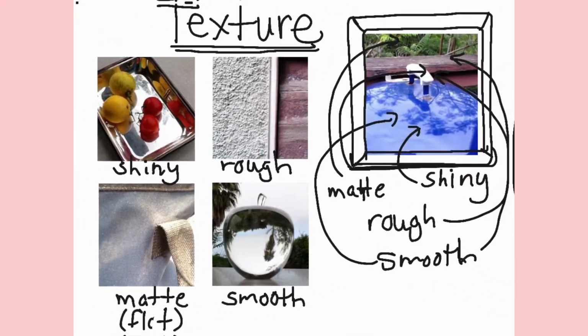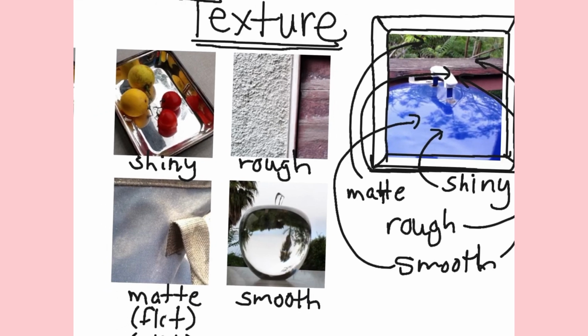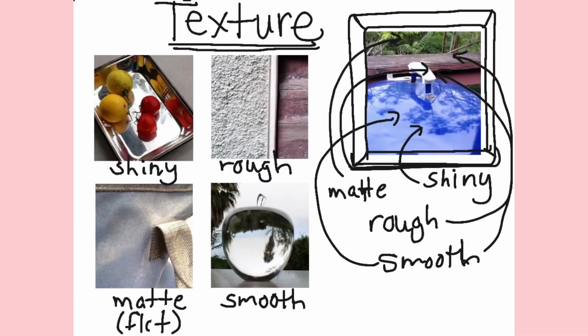Texture is how something feels or looks like it would feel if you could touch it. There are two kinds of texture. A real texture would be like a sculpture, which you could actually touch. An implied texture is when an artist makes something look like it has texture even though you can't feel it.